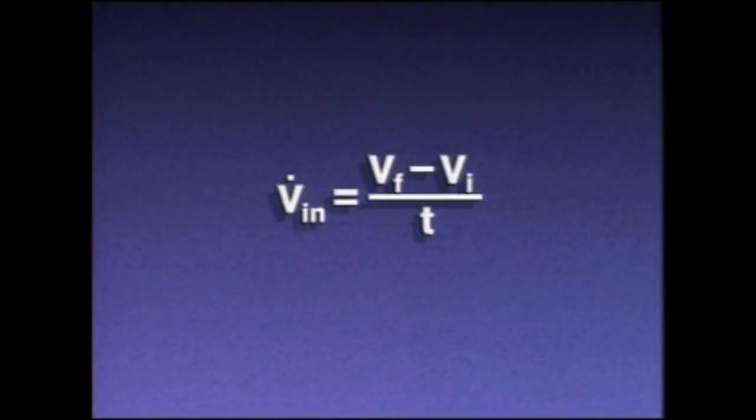This is a general formula that can be used to calculate the volumetric flow rate when material is flowing into a container. V dot in represents the volumetric flow rate into the container. VF is the final volume, and VI is the initial volume. T stands for the time between the initial volume and the final volume.